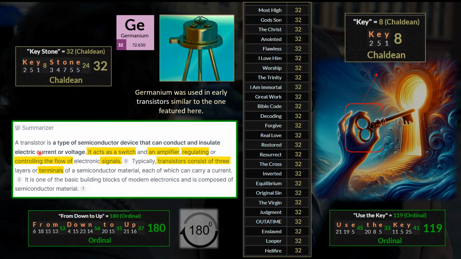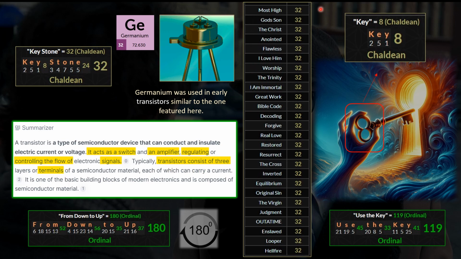But transistors is a type of semiconductor device that conduct and insulate electric current or voltage. It acts as a switch and an amplifier, regulating or controlling the flow of electronic signals. Typically, a transistor consists of 3 layers or terminals, 3 being the number of the Trinity.